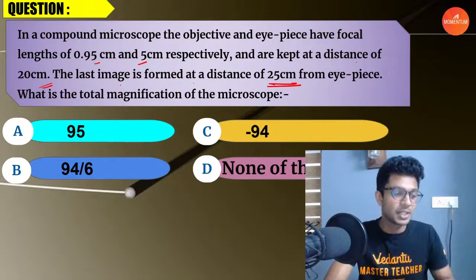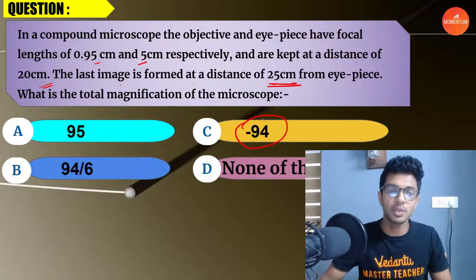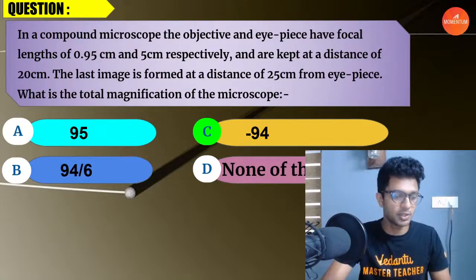Yes. So the final answer is going to be how much? 94 with a negative sign, minus 94, right?